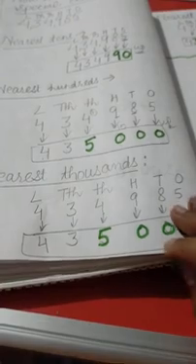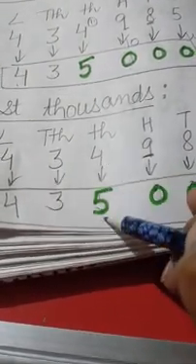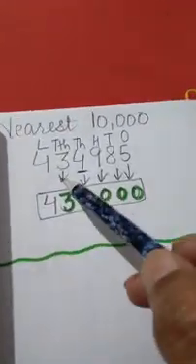Now nearest 1000. Now nearest 1000, what will you do? For the 1000 we will see the digit of 100 place. It will become 0. This will become 0. This will become 0. For the 1000 rounding, we will use the digit of 100 place. It is more than 5. So 4 will become next. 4's next digit is 5. So here will be 5. 3 will remain same. 4 will also remain same. So we will get 4,35,000.